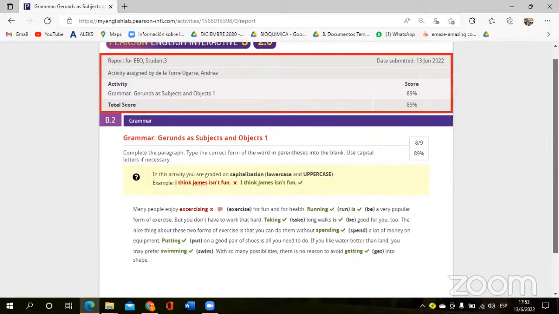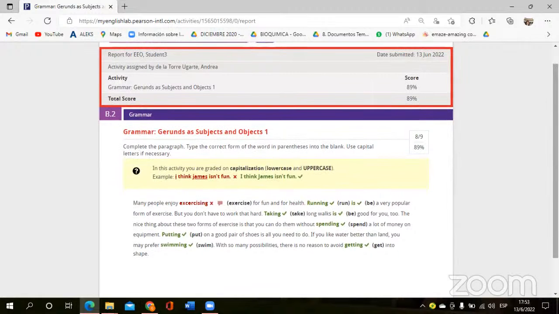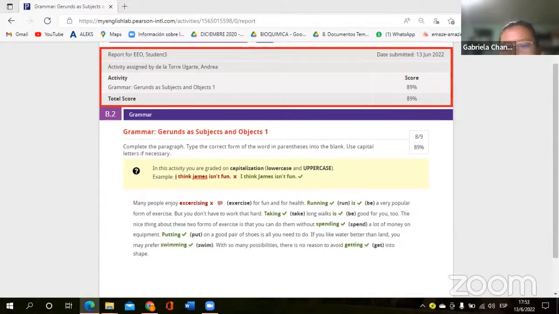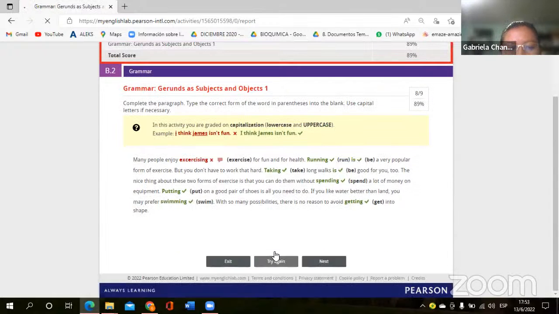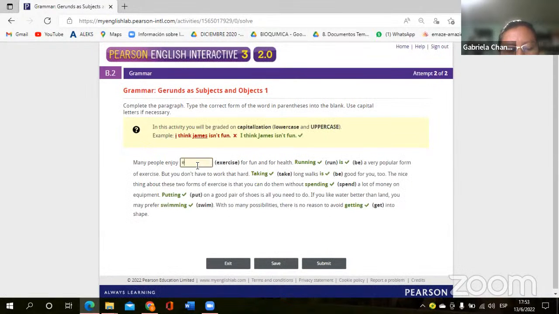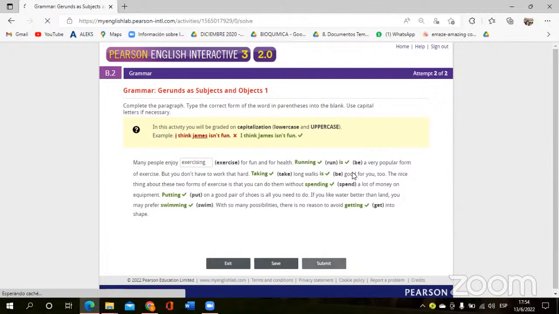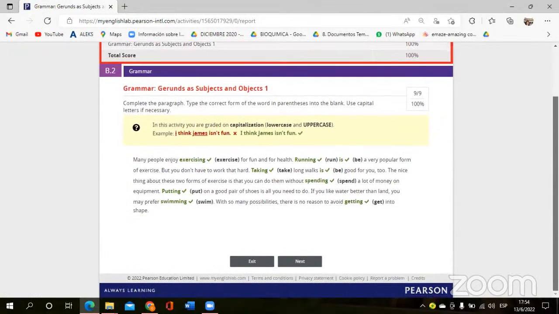Okay, just one. And this is for the C, right? Exercising. Yeah, that's C. Yes. Excellent, very good. So the second exercise.